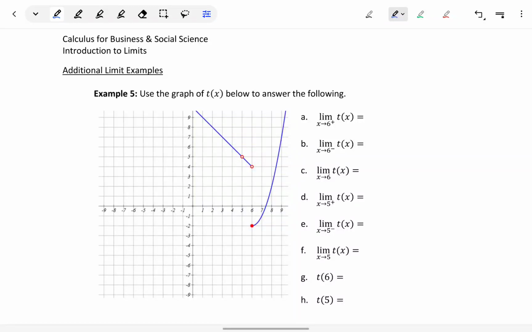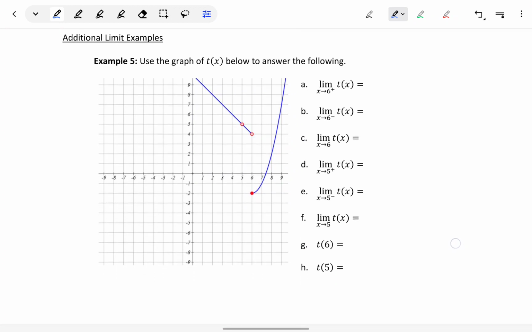The last two examples don't introduce any new concepts compared to what we've already been talking about. We just have more parts of a question giving us more pieces of the problem that we need to pay attention to and focus our attention on the right portion of the graph. For instance, in example 5, the first three questions deal with what's happening as x approaches 6. The next three parts of the question deal with what's happening as x approaches 5.